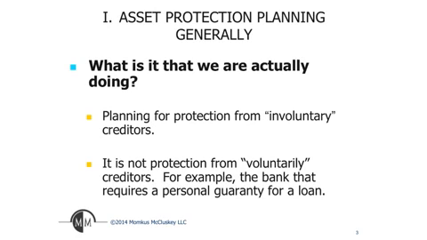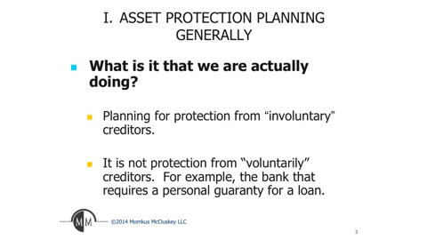So with that in mind, there are many misconceptions about what asset protection planning is designed to accomplish. So let's briefly talk about what it is that we're actually doing. Most fundamentally, what we're trying to do is to make sure that involuntary creditors need to negotiate with you in order to get paid. We're hoping that we can put you in a position that you pay only cents on the dollar in the case of an involuntary debt that you owe.